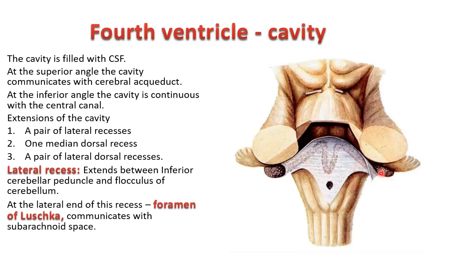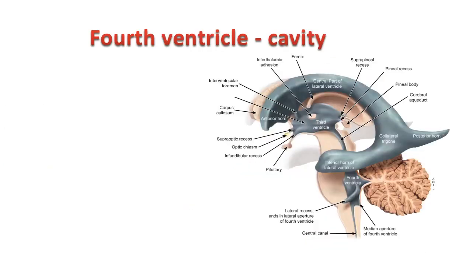If you look at the lateralmost end of the recess, you can see this opening, called the foramen of Luschka. On either side you have a foramen of Luschka, and through that the CSF escapes into the subarachnoid space. So you have one foramen of Magendie and two foramina of Luschka, and you can see the choroid plexus entering the cavity via this lateral opening.